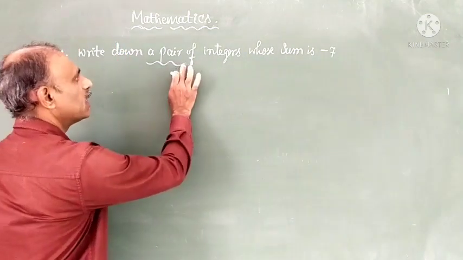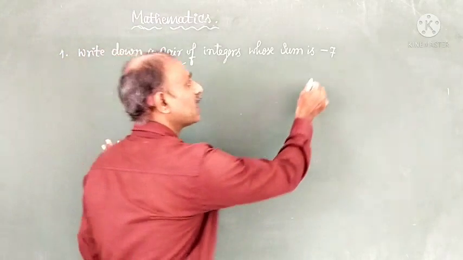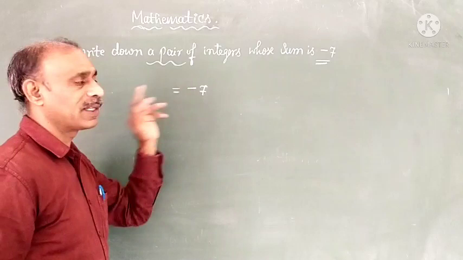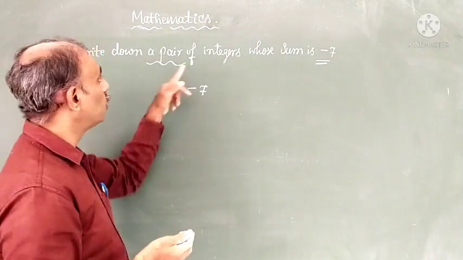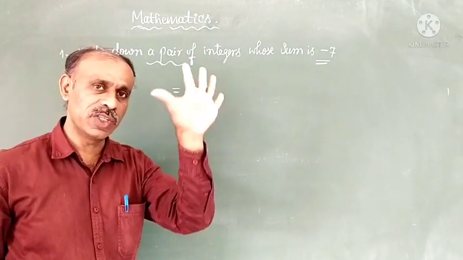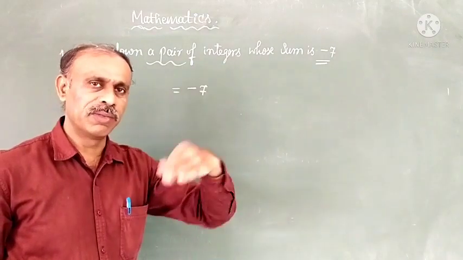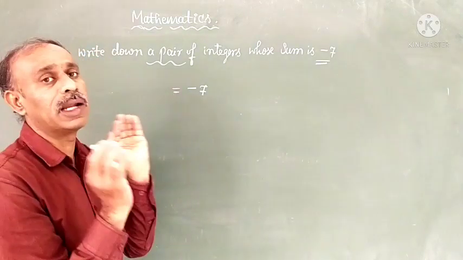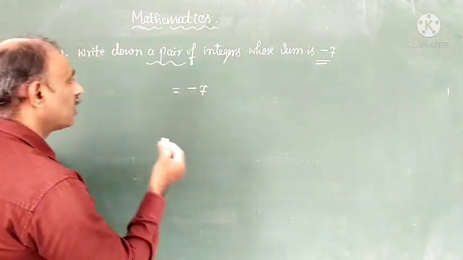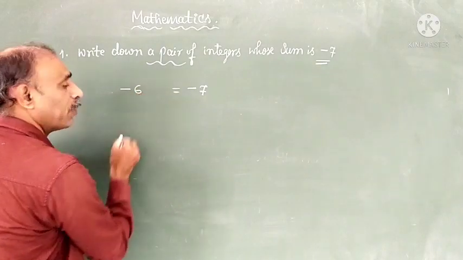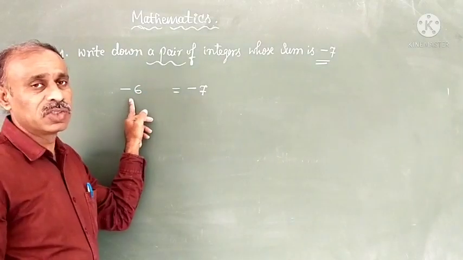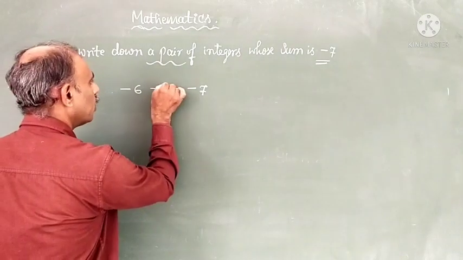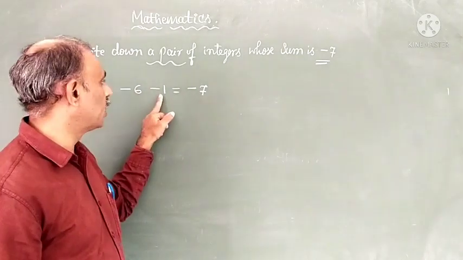So 2 integers we have to take, but the sum should be -7. The answer they have given is -7. How can we get -7? Integers means we can choose positive or negative numbers. But when you add them up, you should get -7. Which are those? I can go with -6. I am having -6. So how much am I going to add to this to get -7? Very simple, -1, right? -6, -1, -7.